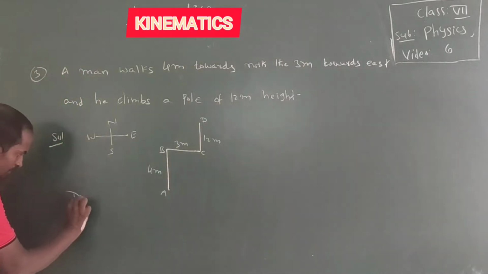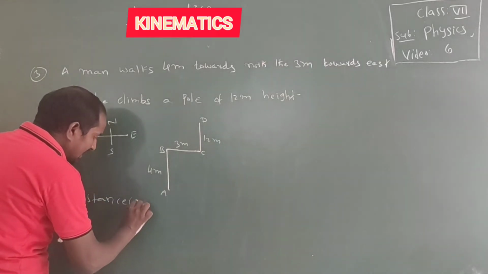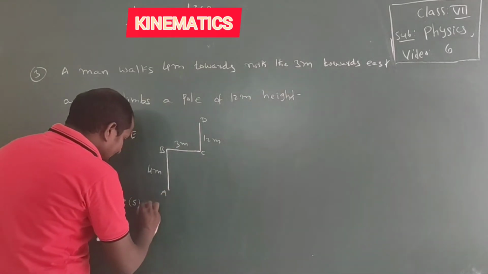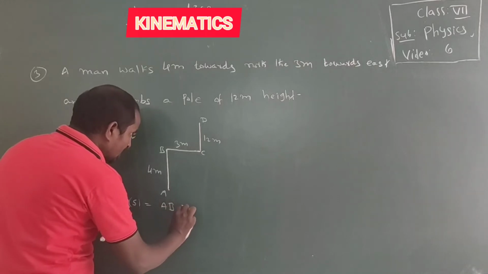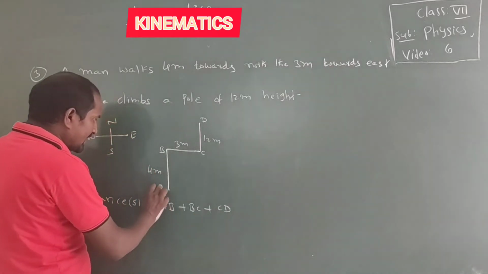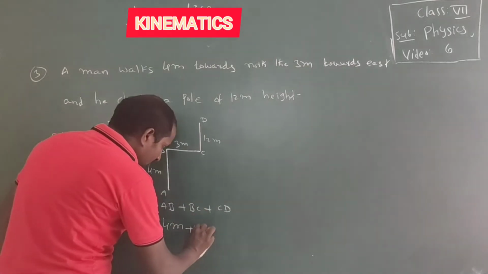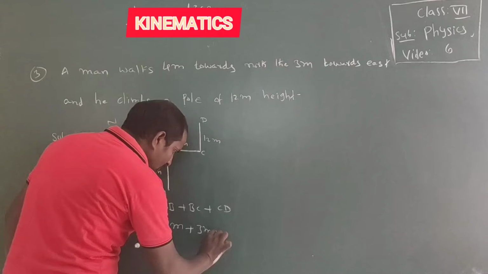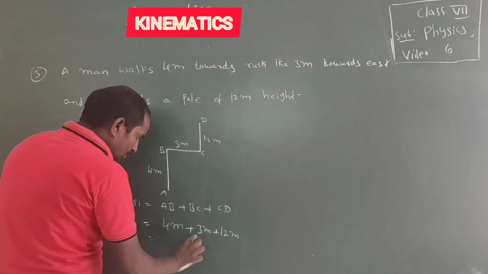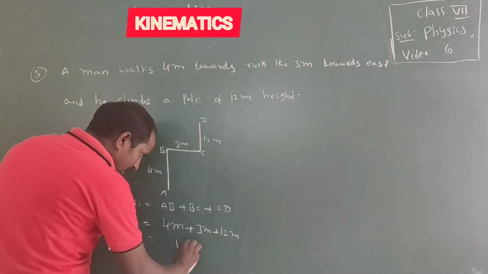Here distance equals, what is meant by distance? The length of the path traveled by a body is called distance. So what is the length of the path here? Distance equals AB plus BC plus CD. A to B length equals 4 meters, plus B to C equals 3 meters, plus C to D equals 12 meters. So 4 plus 3 is 7, plus 12, that is 19 meters.